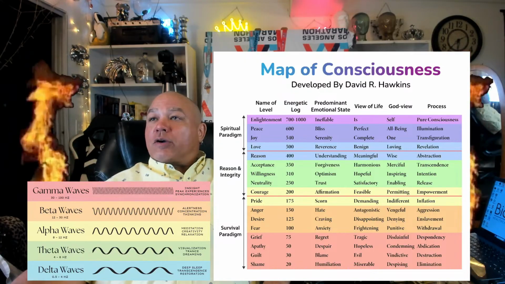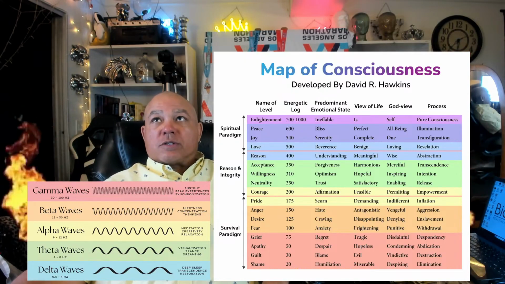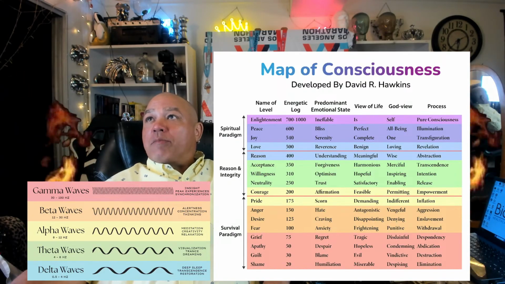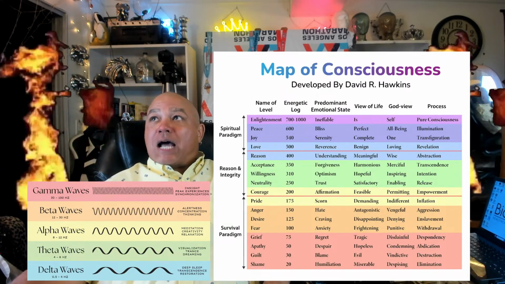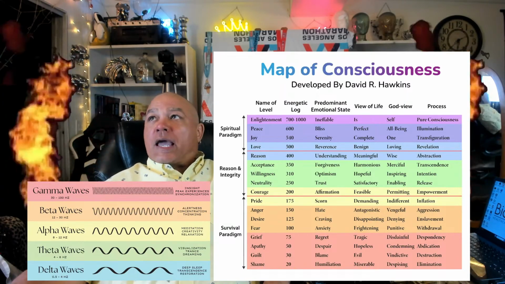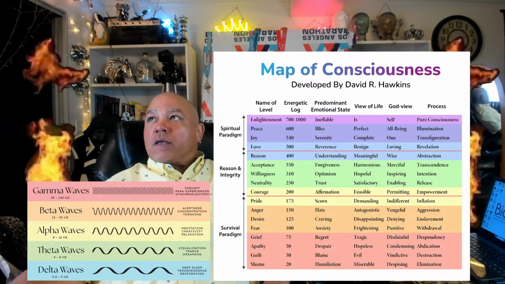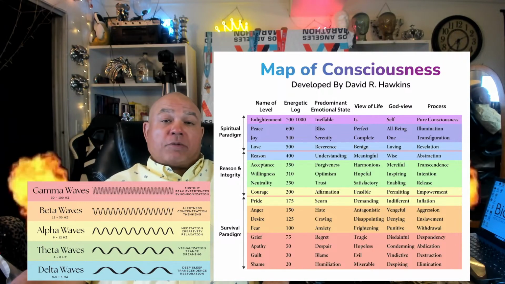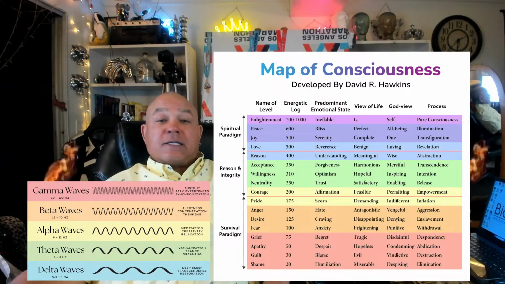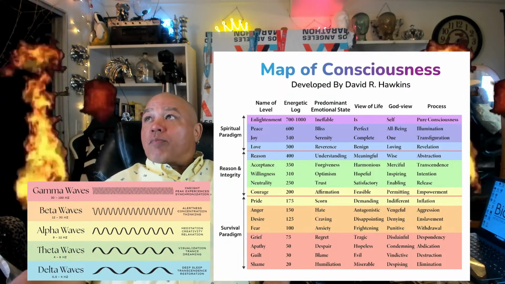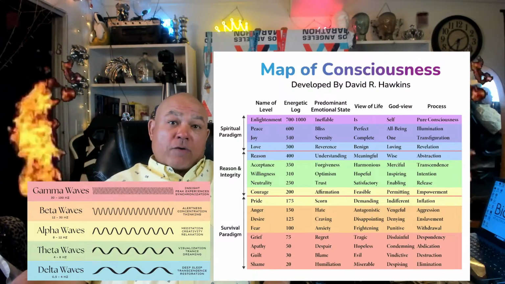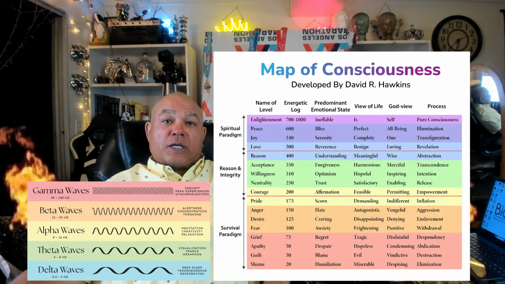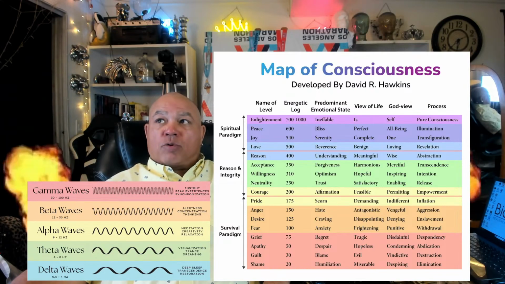Okay, shame. Let's get down to the bottom here. Shame, that's the worst place a person could be vibrationally. The energetic log is 20. Predominant state is humiliation, and their view of life is miserable. Their God view is that God despises them, because they are ashamed and they feel like what they're doing and what they are isn't acceptable to God. And their process is one of elimination. It's a very unfortunate place to be, because people who are experiencing shame can actually get into self-harm, and that's not a good place to be.